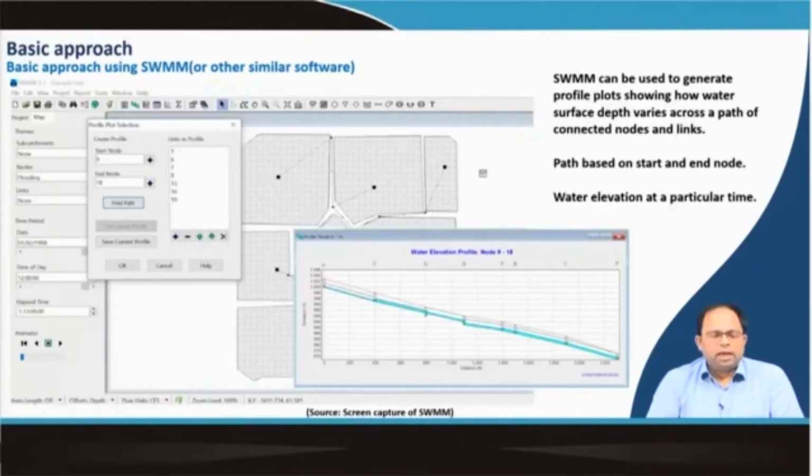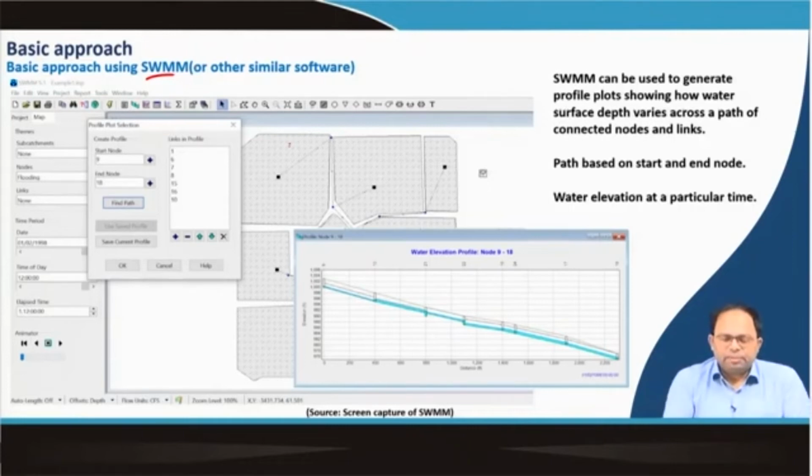So, let us see the example when we use a basic approach using SWMM software. You remember the interface of SWMM. These are the catchments that we have determined, and we can also see these are the nodes and these are the sewer lines. So, water actually travels and reaches these particular inlet points, and from there the water travels. Now, SWMM can be used to generate profile plots showing how water surface depth varies across a path of connected nodes and links.